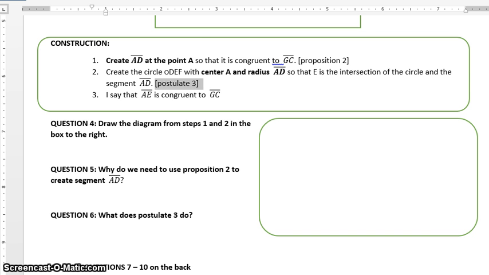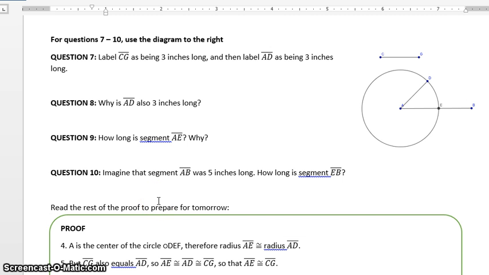Now we're going to answer questions 7 through 10 on the back. Questions 7 through 10 use the diagram off to the right over here. Question 7 says label CG as being 3 inches long and AD as being 3 inches long. So up here, you're going to label CG as 3 inches long and AD as 3 inches long. That's all that question 7 asks us to do. Question 8 asks us why AD is also 3 inches long. In order to answer this, you'll need to go back up to construction step 1 and find evidence why AD is 3 inches long if CG is 3 inches long.